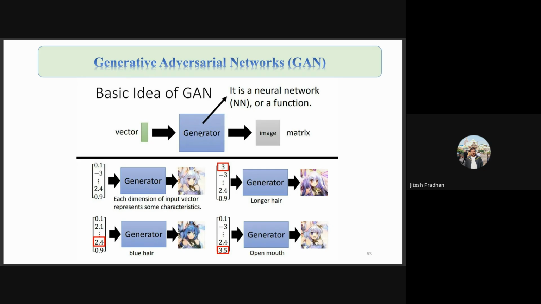Now this generator will take a vector. A vector is basically numerical information. We call it a latent vector. Now how can you understand that?